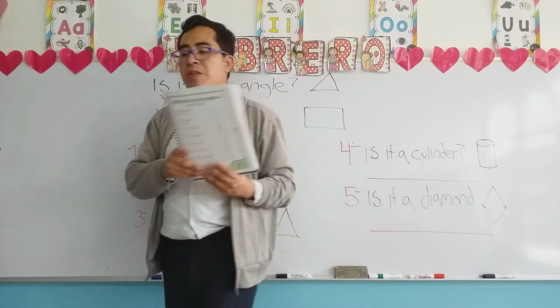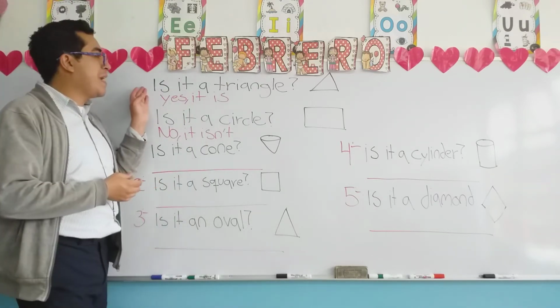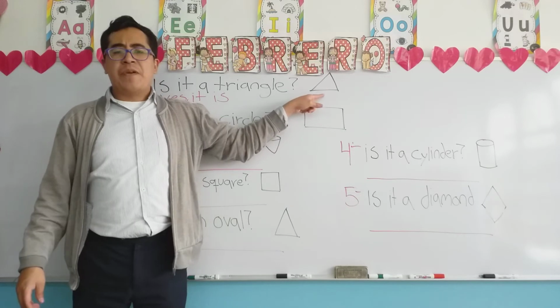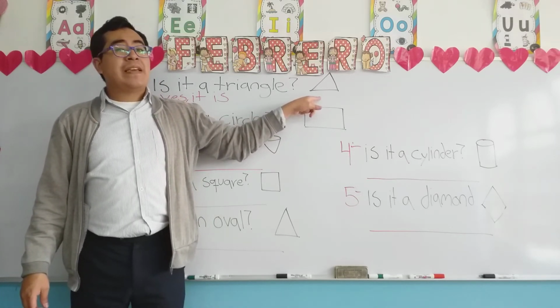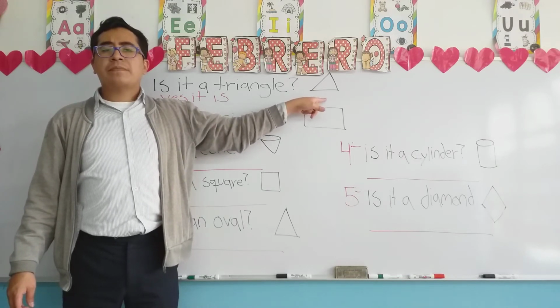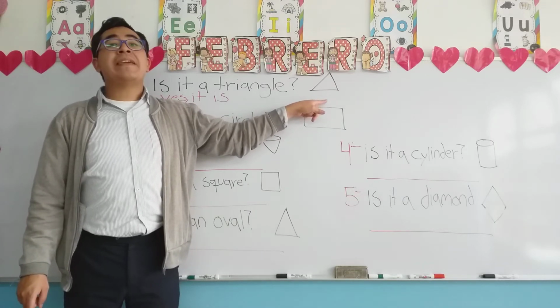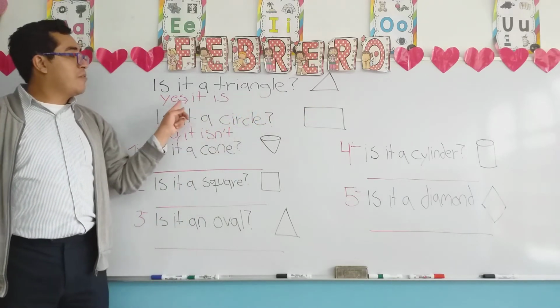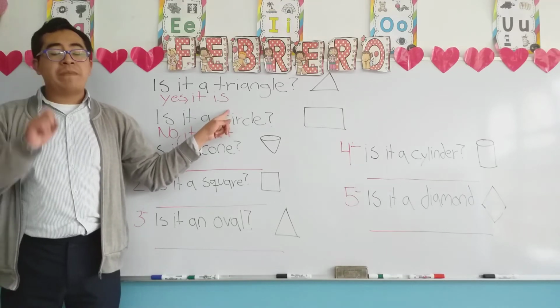So, let's concentrate on the examples. Example number 1, it says, is it a triangle? Which in Spanish it says, ¿es un triángulo? Is it a triangle? The answer is yes, it is. And it's already written. Ya está escrita porque es nuestro primer ejemplo.